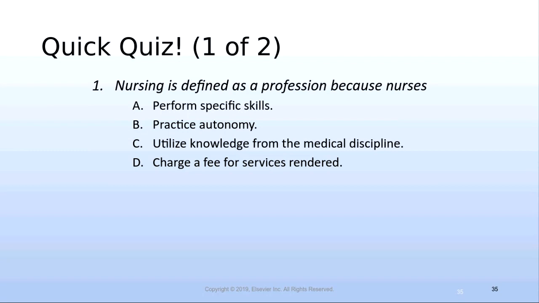Okay, we got just a quick little quiz here to quiz yourself. Nursing is defined as a profession because nurses: A, perform specific skills; B, practice autonomy; C, utilize knowledge from the medical discipline; or D, charge a fee for services rendered. And of course, that answer is B, practice autonomy.